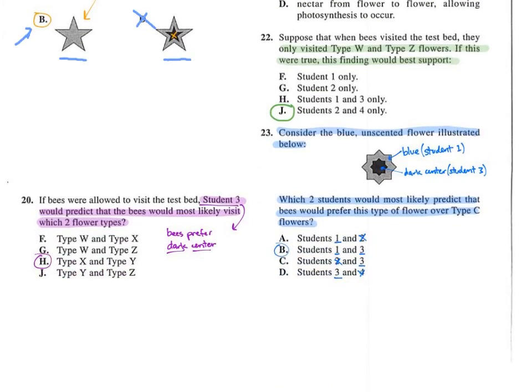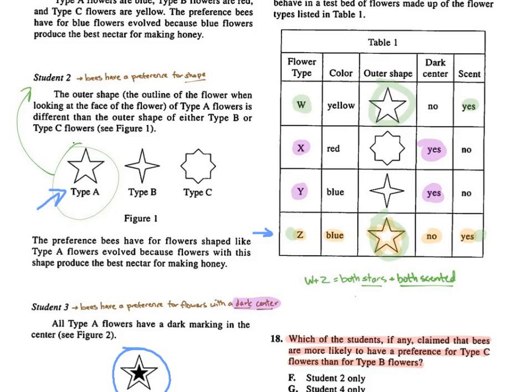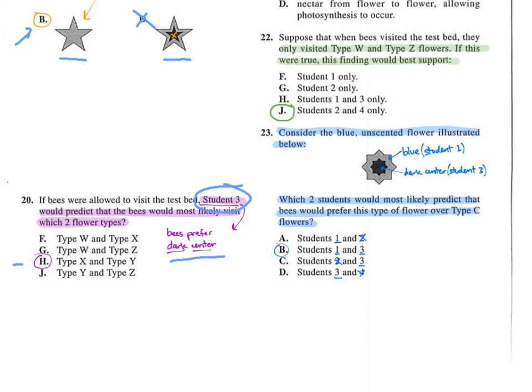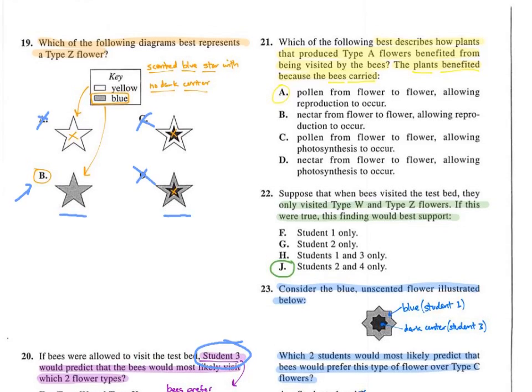20 says that if bees were allowed to visit the test bed, student 3 would predict that the bees would most likely visit which 2 flower types. Now student 3 mentioned that bees prefer a dark center. So if we look at table 1, we need to find out which of those had a dark center. The only 2 that did were X and Y. So student 3 would say type X and type Y. So 20 was H.